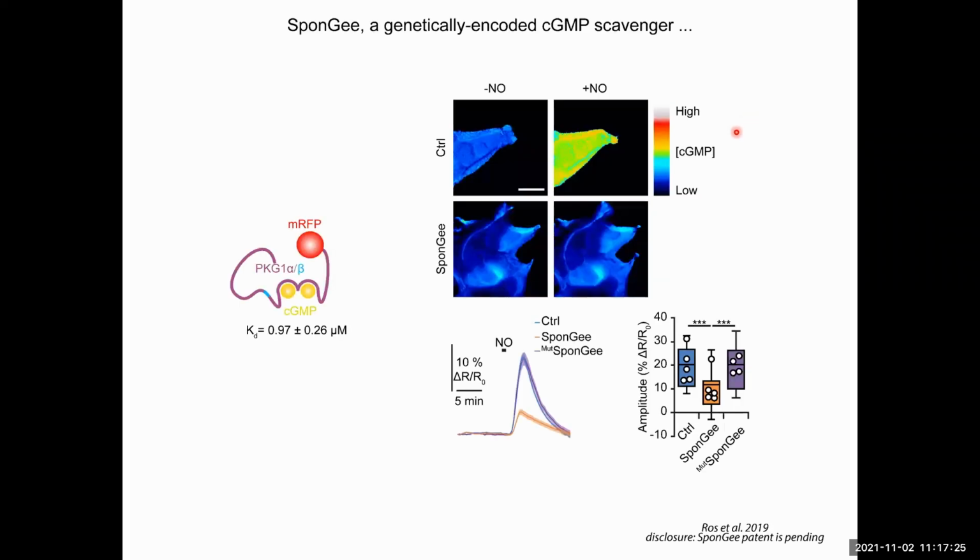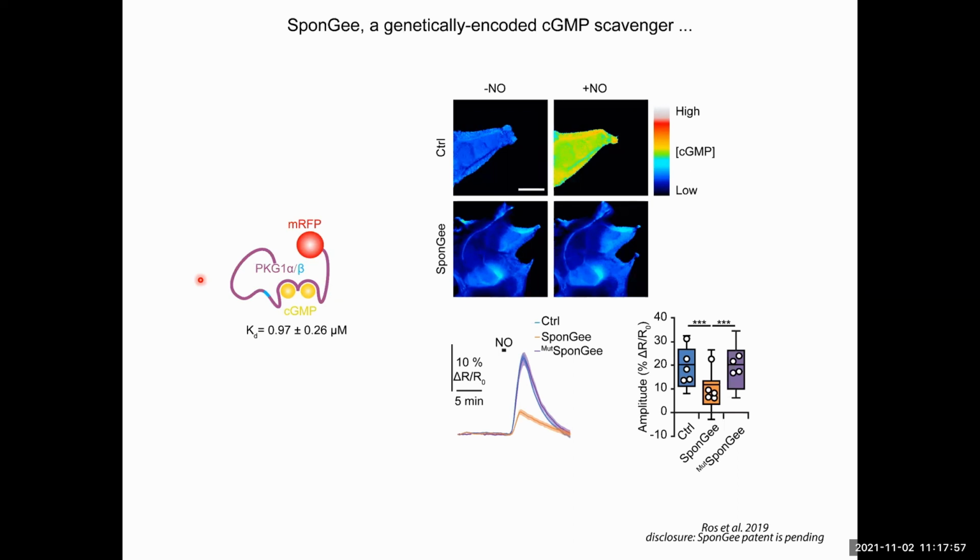So SPONGE, this cyclic GMP scavenger, is genetically encoded, so we could later on target it to subcellular compartments. And it's mostly a piece of PKG. The chimeric PKG between 1 alpha and 1 beta to increase the affinity for cyclic GMP, but mostly it is the binding site of PKG, the cyclic GMP binding site of PKG.